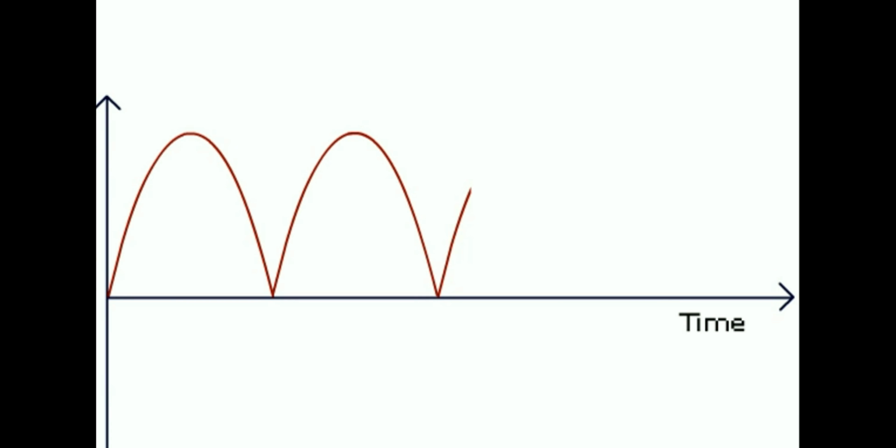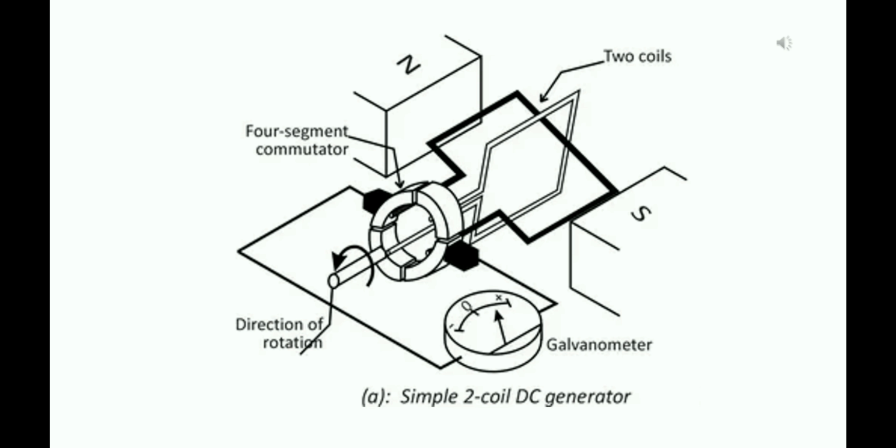As the DC generator has a commutator to maintain the direction of induced current, no negative EMF is produced because there is no change in the direction of the induced current produced.